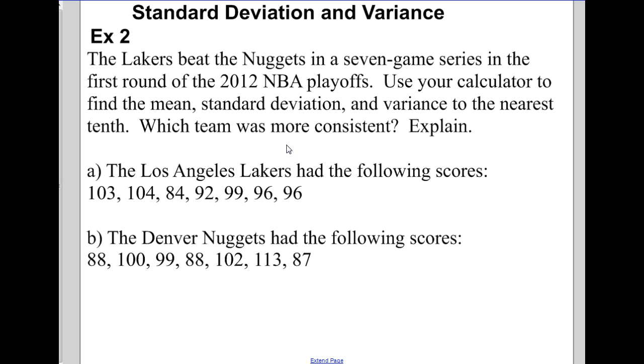So I've got these two data sets, the LA Lakers and the Denver Nuggets, who played a 7-game series in basketball. And these are their raw data for the two teams, and I'm interested in knowing which team was more consistent. So one way to do it would be to just eyeball the numbers and determine which one looks like it has more variability to it. Another would be to calculate summary statistics to know the mean, standard deviation, and variance. And we'll do that using our calculator.